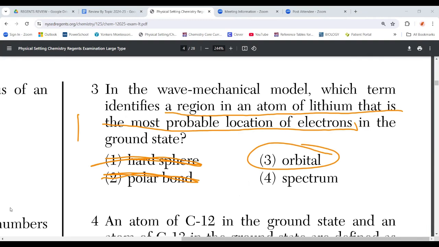And spectrum is related to this. However, we're not talking about electrons getting excited and changing energy levels and giving off light, so it's not this one. Okay, so orbital is a pretty popular definition to come up on the regions. It's a good one to make sure you have at your fingertips.